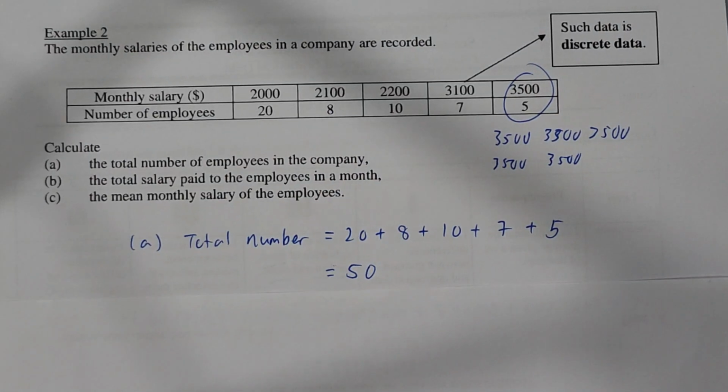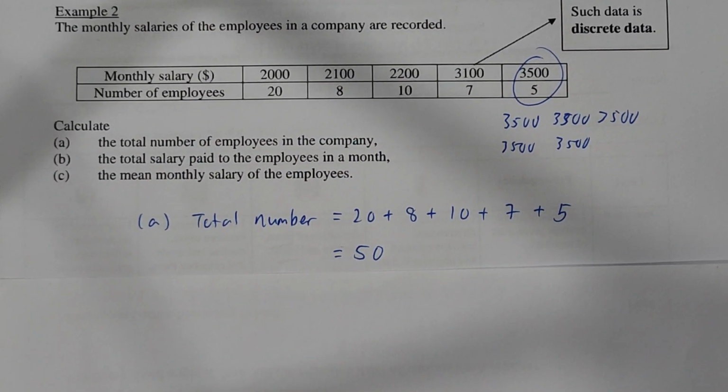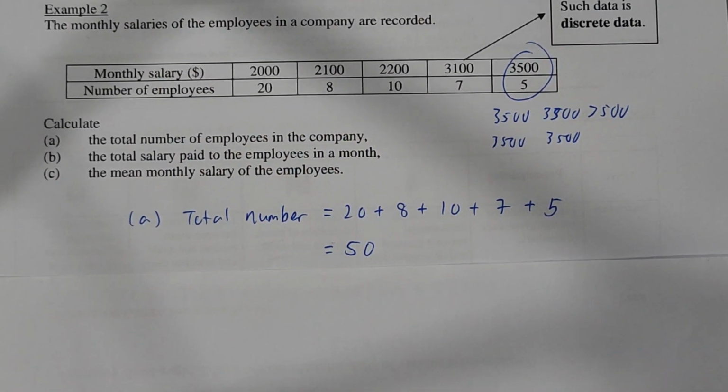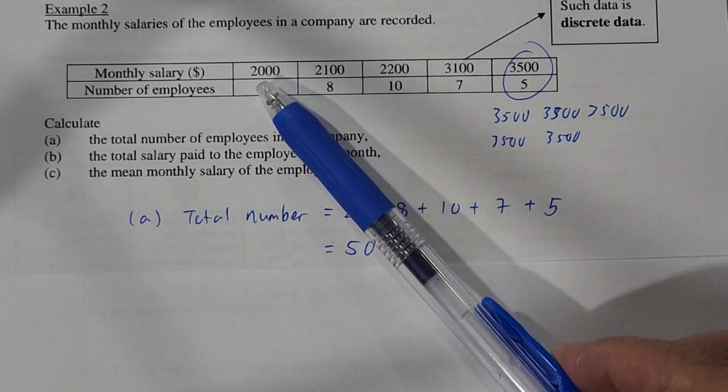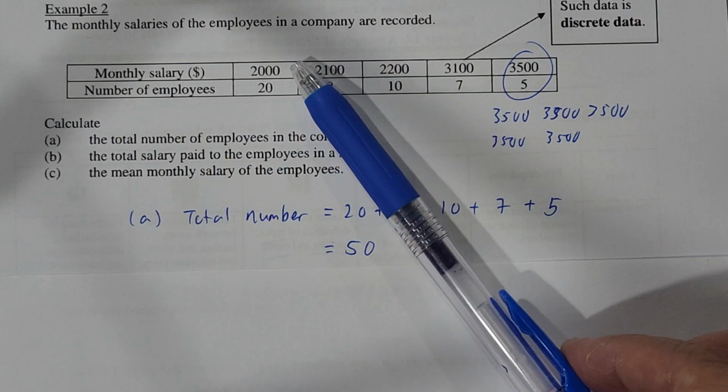Now (b) is the one to look out for, to pay attention to. Total salary. This one means 20 people earning $2,000 each.